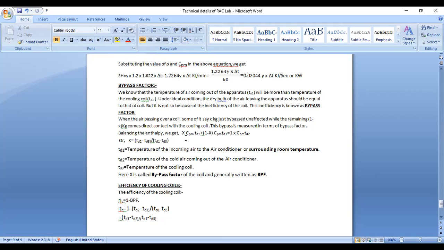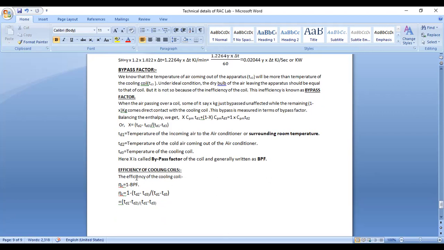Balancing the enthalpy, we get X CPM TD1 plus (1 minus X) CPM TD3 equals CPM TD2, or X = (TD2 minus TD3) divided by (TD1 minus TD3). TD1 is the temperature of incoming air to the air conditioner, or surrounding room temperature. TD2 is the temperature of the cold air coming out of the air conditioner. TD3 is the temperature of the cooling coil. Here X is called the bypass factor of the coil and is generally written as BPF.